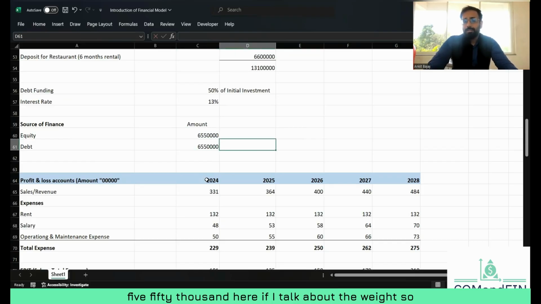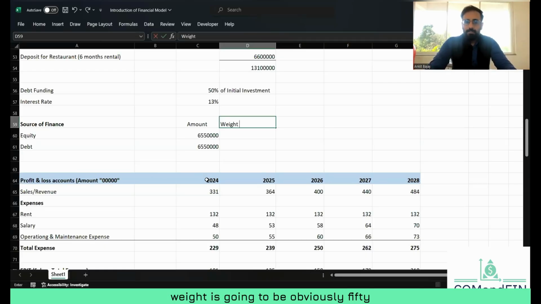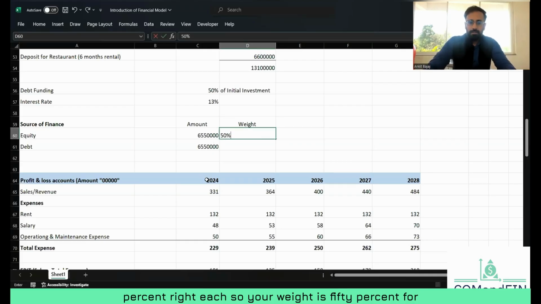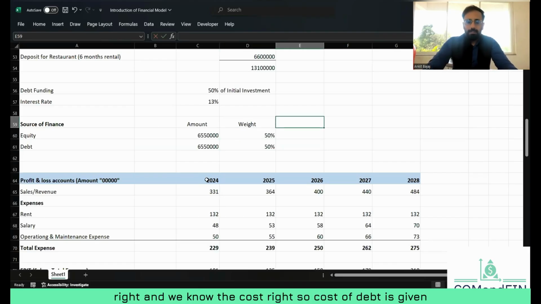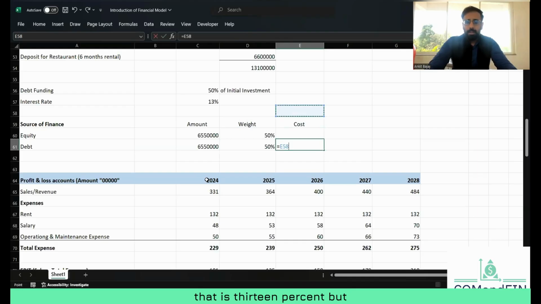Debt is 65 lakh 50,000. Here, if I talk about the weight, the weight is obviously going to be 50% each. So your weight is 50% for equity and 50% for debt. And we know the cost here. The cost of debt is given, that is 13%.